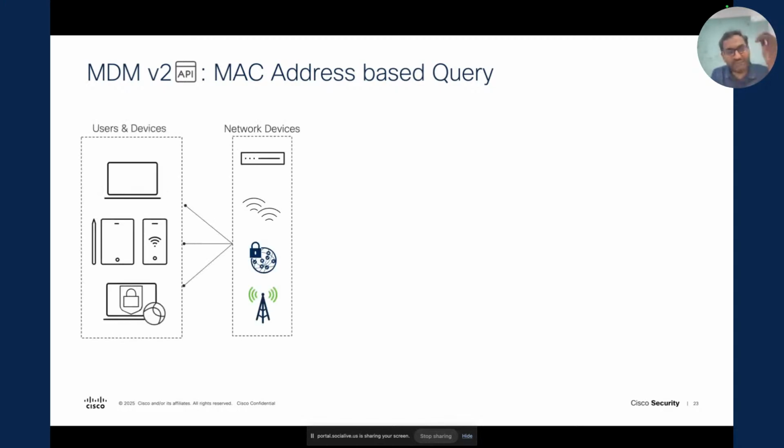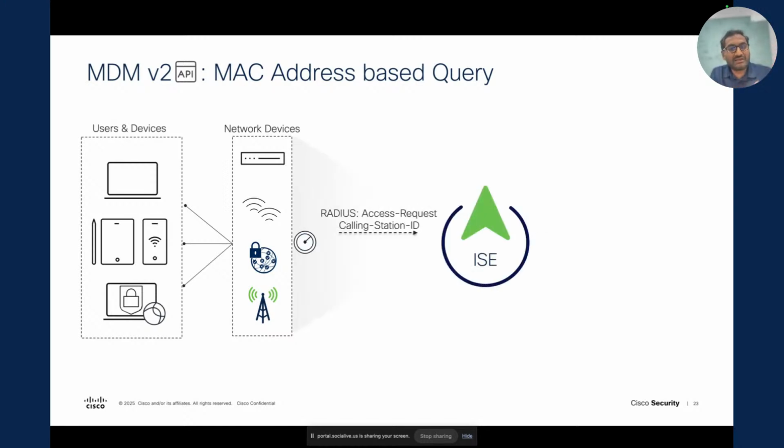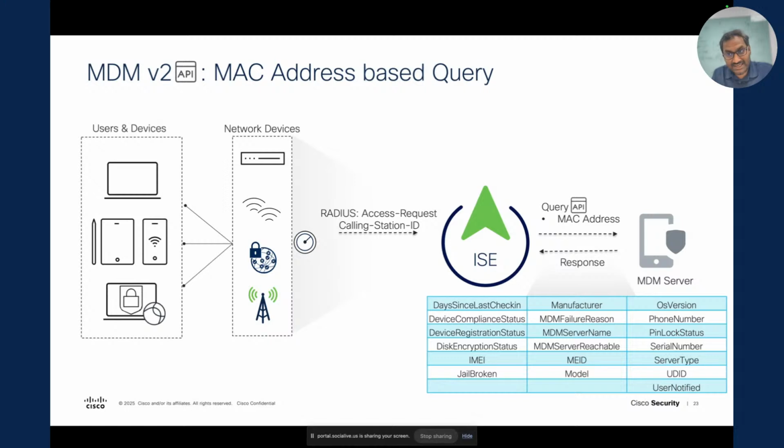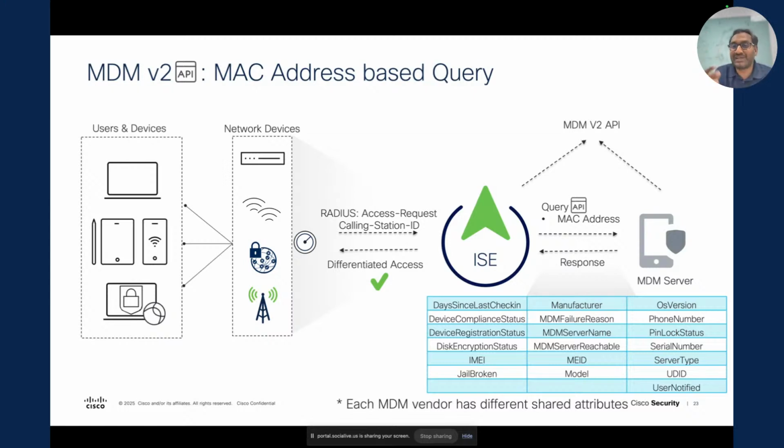When the endpoints are connected over wired, wireless, VPN or 5G, the RADIUS access request is going to be initiated on behalf of the endpoint, and that RADIUS access request itself is going to contain the calling station ID, which is nothing but the MAC address. Using that MAC address, ICE is going to query the MDM server and get the response: what are the details of that device, serial number, pin lock, phone number, etc. Based on these attribute values, you can give differentiated access. For this to work, both the MDM vendor and your ICE are supposed to be integrated over the MDM v2 API. Even the MDM server is supposed to implement the MDM v2 API. But remember one thing, the parameters shared by the MDM server are going to vary based on the different MDM vendors. We're going to come to that part at a later point of time.